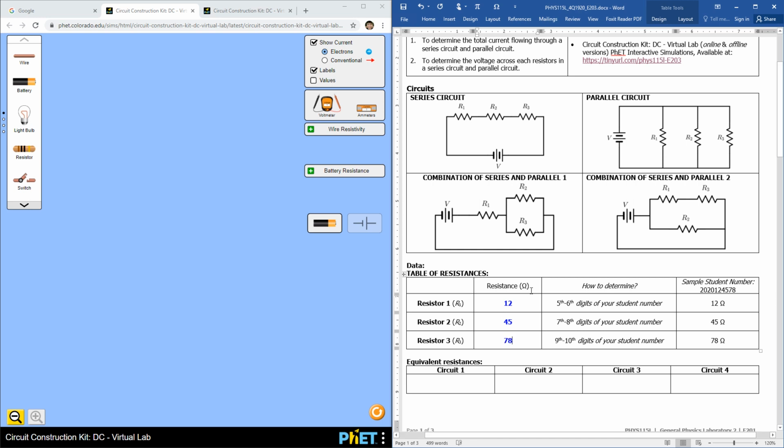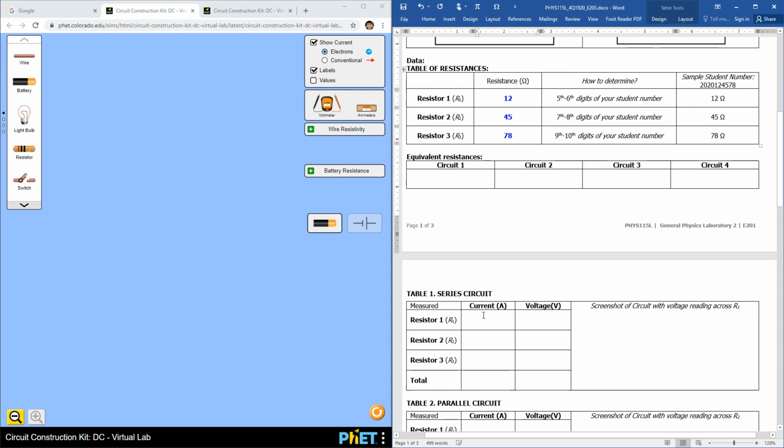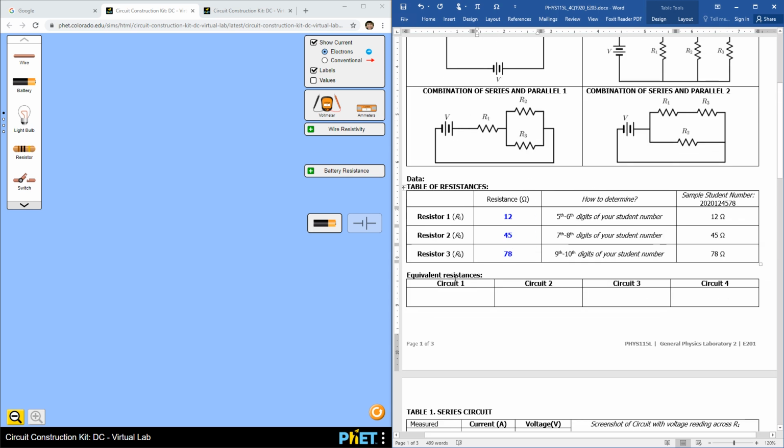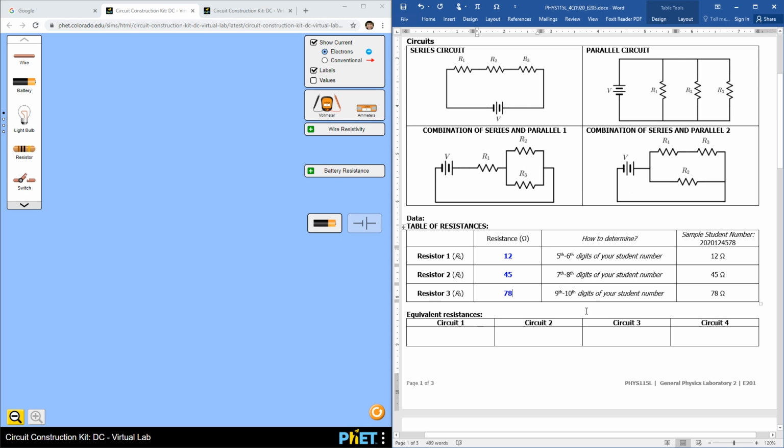You're going to use these for your resistors when you construct your circuit. This table of equivalent resistances is where you compute theoretically the equivalent resistance for each circuit. For example, circuit number 1 is series, so you're just going to add the resistances algebraically. That becomes 12 ohms plus 45 ohms plus 78 ohms, and the equivalent resistance is 135 ohms.